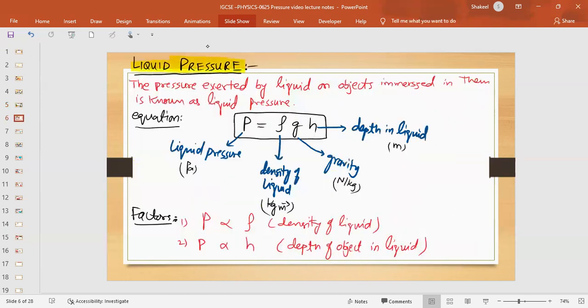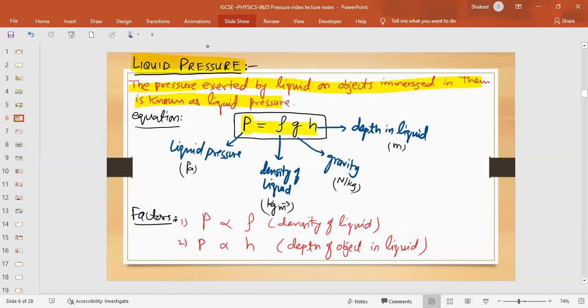Next topic is liquid pressure. Well, it's so interesting. The liquid pressure is like when you go into the sea water or when you go into the underwater swimming in a swimming pool, then you can experience some sort of thing pushing you down. That is actually the water which is on top of you. So the pressure exerted by liquid on objects immersed in them is known as liquid pressure. Like whatever thing you immerse in the liquid, on top of that object is going to exert a pressure that is known as liquid pressure.